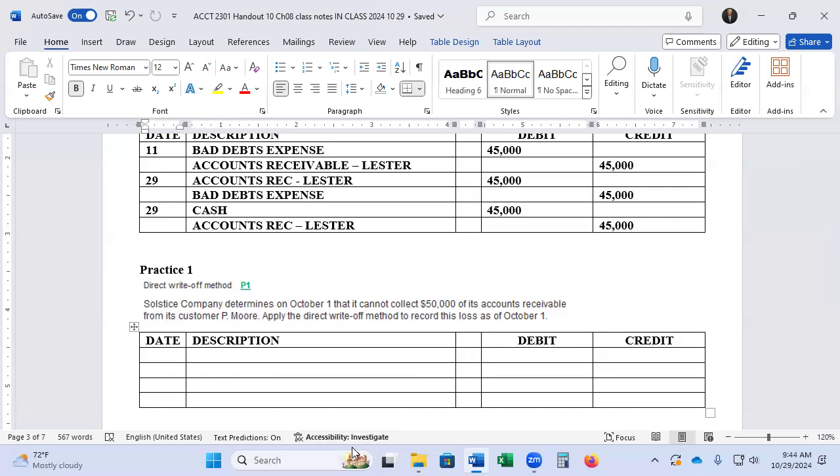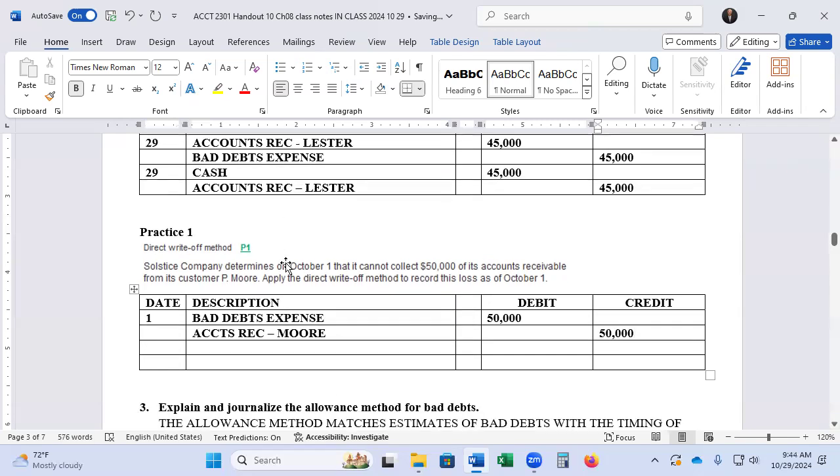Okay, so hopefully you're able to do this one. You have the date at first, and you're going to debit bad debts expense, and it's for 50,000. And you're going to credit accounts receivable. Any questions on the direct write-off method?